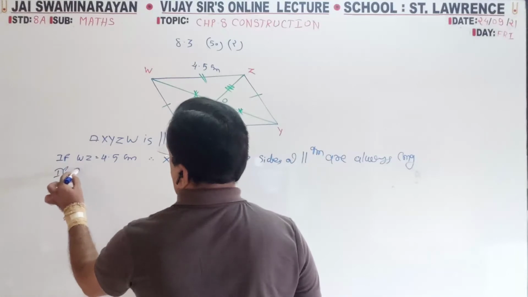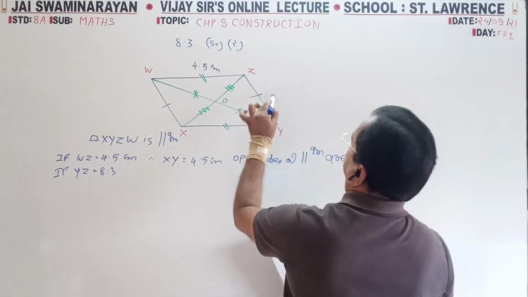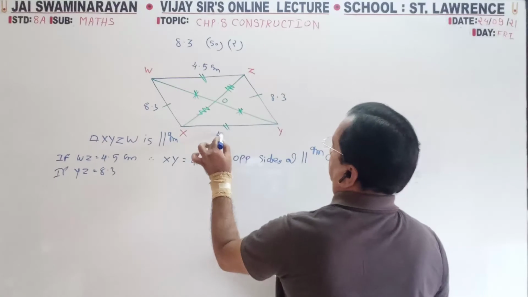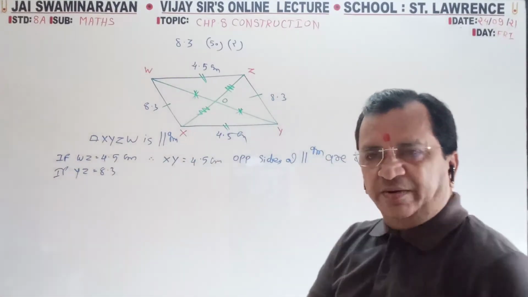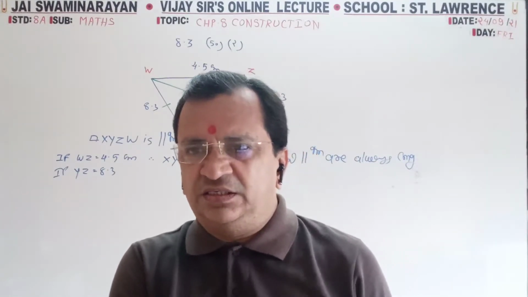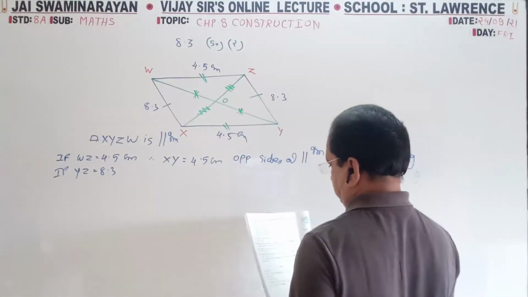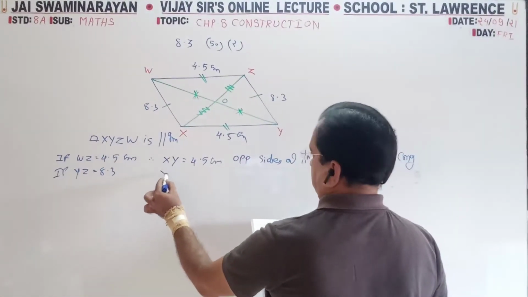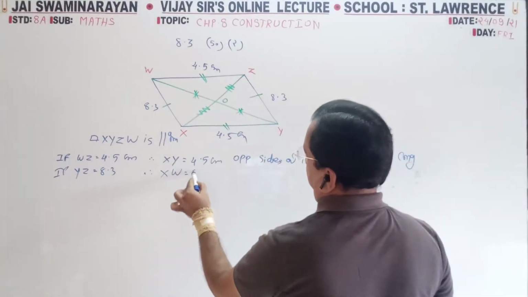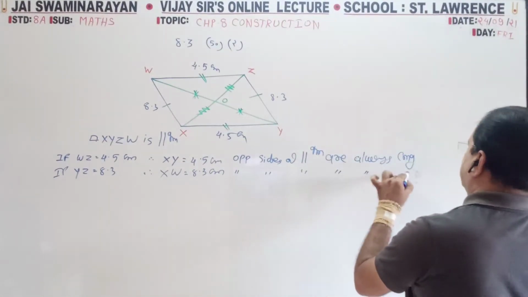Second, YZ is 8.3. If YZ is 8.3, say. Satyam, Shivam, Sundaram, say. Tanmay, say. Omkar, say. What do you want to say? Speak fast. If this is 8.3, this is also 8.3. Opposite sides of a parallelogram are always congruent.